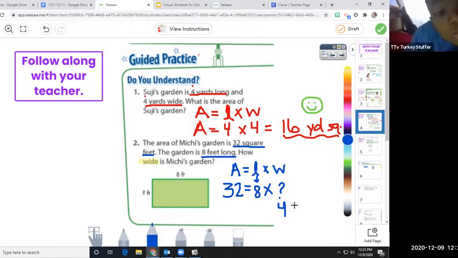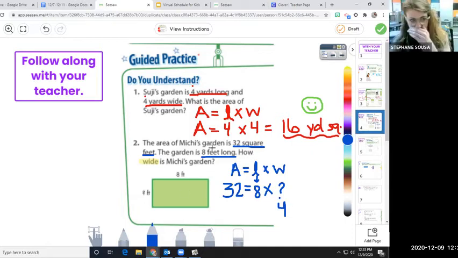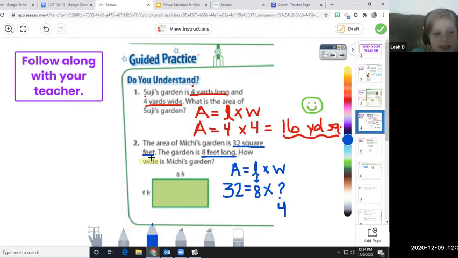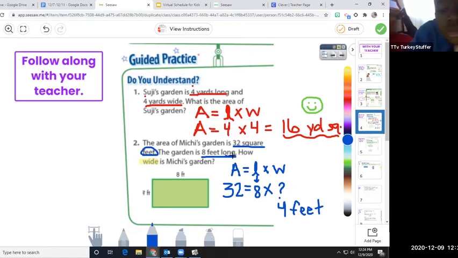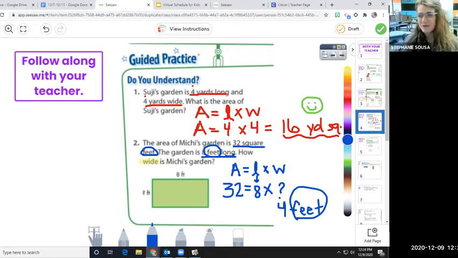Square. That's for the whole area. I just need the label. Look back here. Look. Yes, feet. Good job, Terrence. It's 4 feet. We use the equation to figure that out. Right here, look. Square feet. It's feet. How wide is the garden? 4 feet. See that? Yes, so we had feet. Good job, Leah. 4 feet.